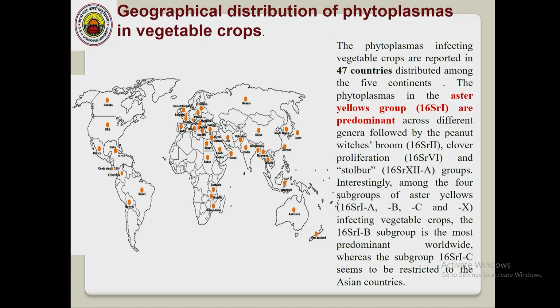Interestingly, among the 4 subgroups of aster yellows infecting vegetable crops, that is 16SrI-A, B, C, and X, the 16SrI-B subgroup is the most predominant worldwide, whereas the subgroup 16SrI-C seems to be restricted to the Asian countries, maybe because of the presence of potential vectors in other parts of the world.